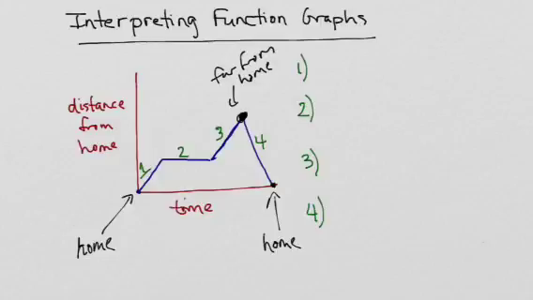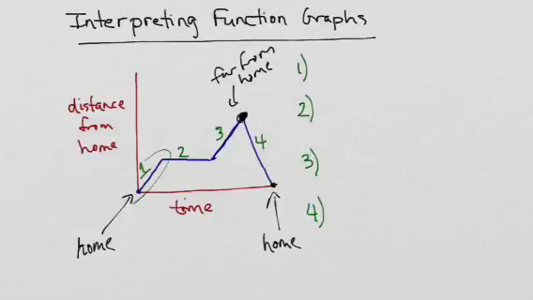Now, along the bottom, left to right, that's just time, and time keeps on going. There's no start or stopping point to that. It's just when we stopped keeping track of this time. All right, so what we want to do is give an explanation as to what's happening at each stage of the graph.